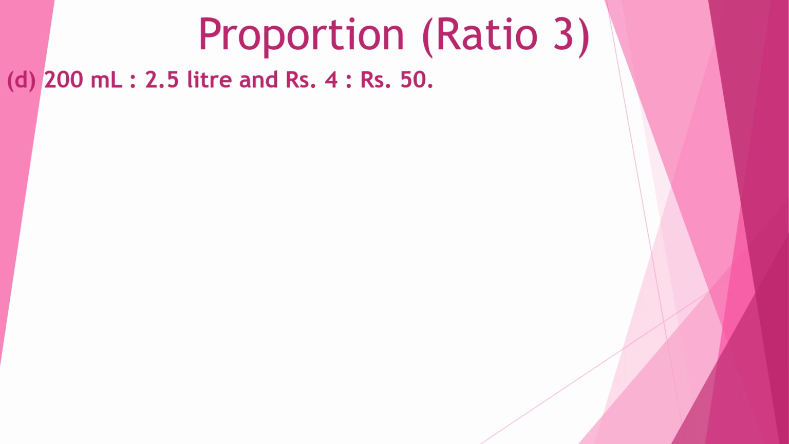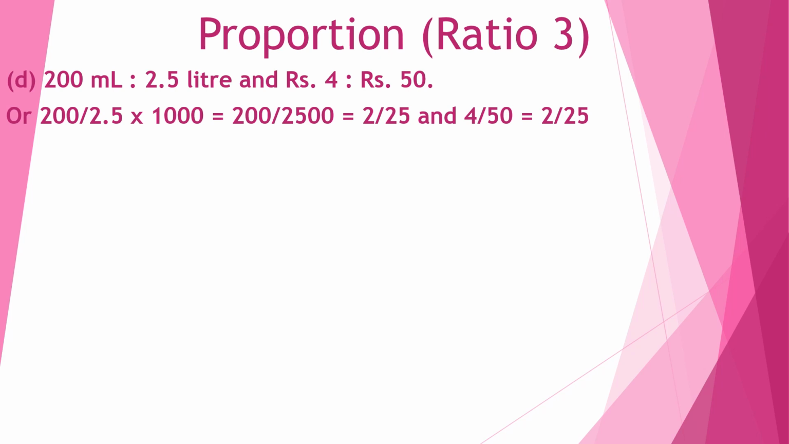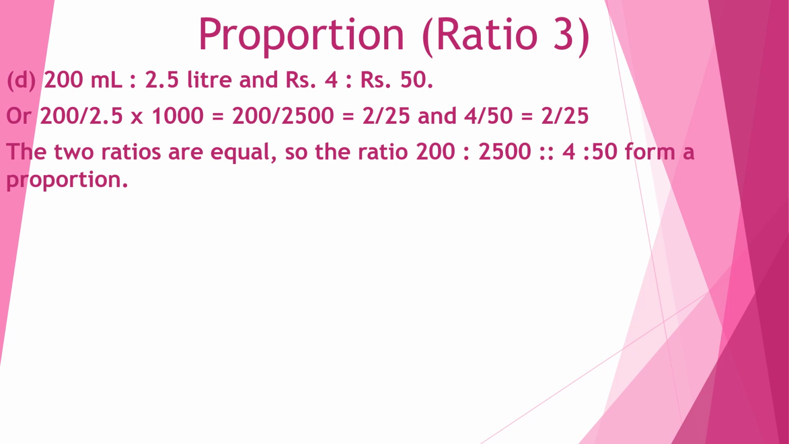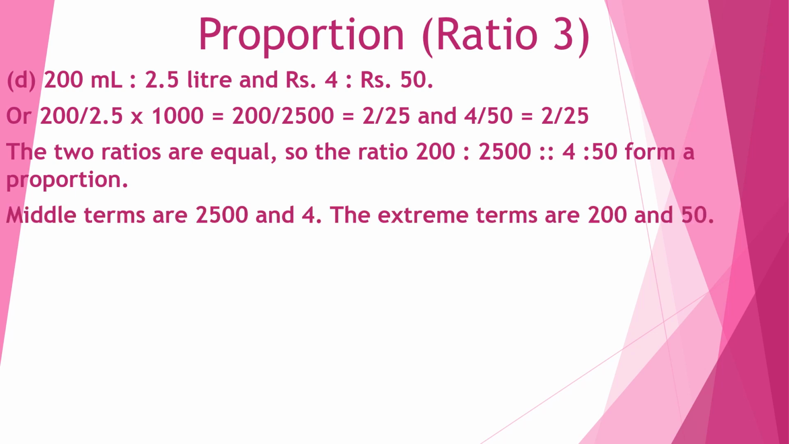Let's do another problem. 200 milliliters is to 2.5 liters and rupees 4 is to rupees 50. Now we change 2.5 liters to milliliters and we get 200 upon 2500, which on simplification becomes 2 upon 25, and 4 upon 50 again on simplification becomes 2 upon 25. The two ratios are equal, so 200 is to 2500 as 4 is to 50 form a proportion.